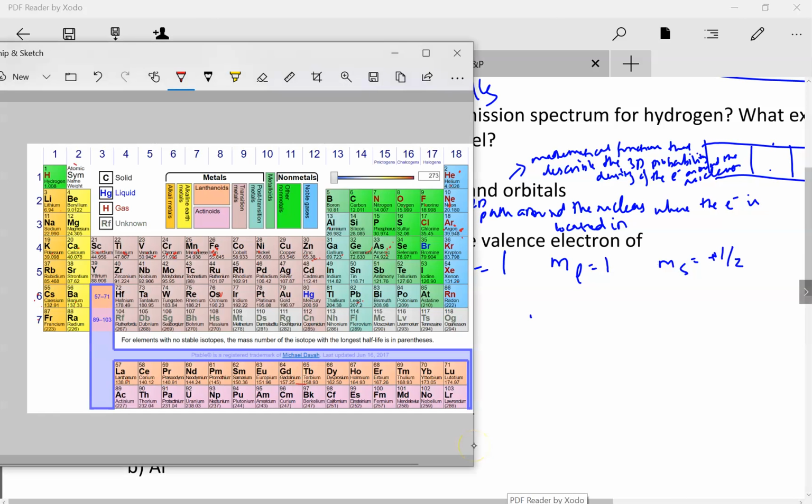Polonium, where is polonium? I don't even know where that is. Oh, right here. That looks to be a 6p4.